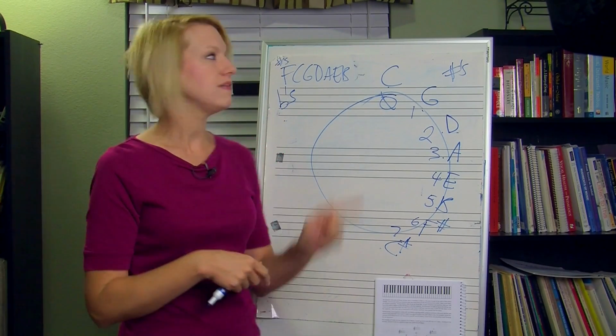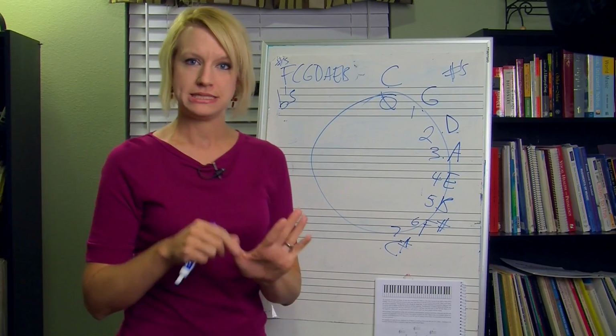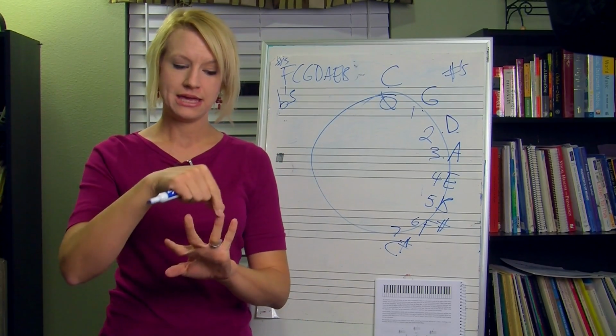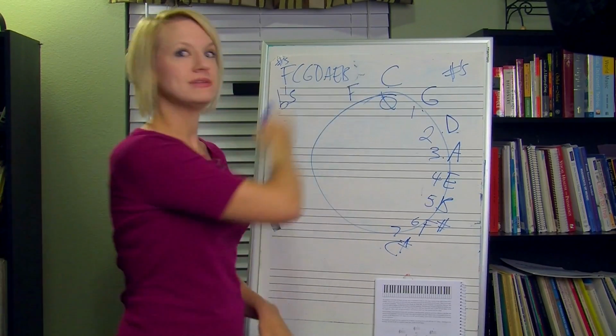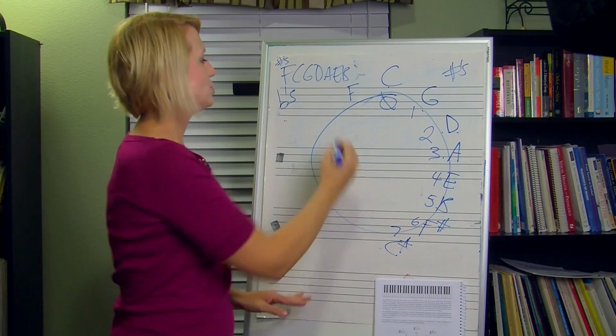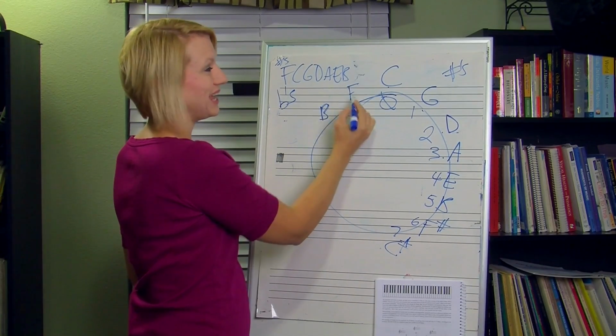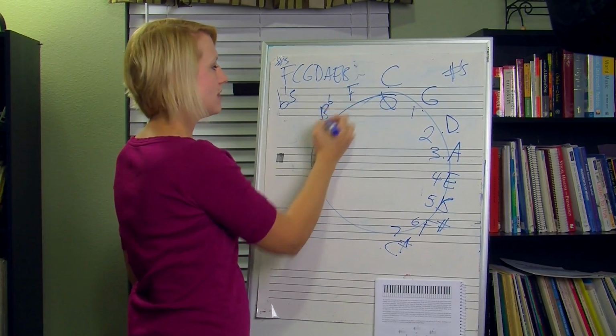So when you're going down a fifth from C, you count backwards in the alphabet. C, B, A, G, F. So F comes next. When you count down a fifth from F, next you're going to get B. And remember, in the key of F, it has a B flat.